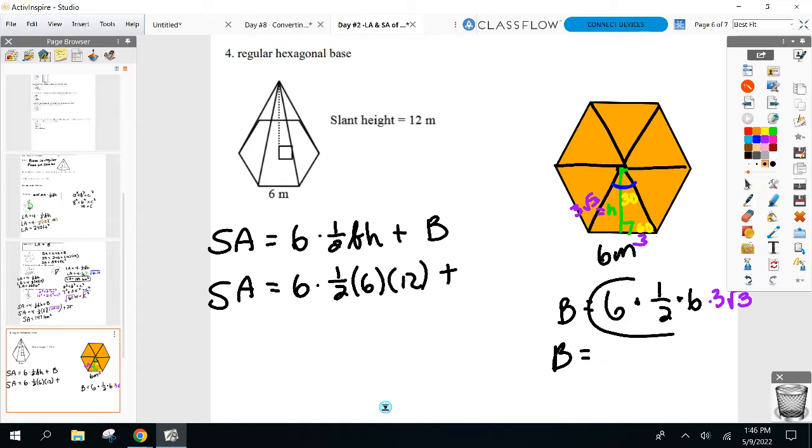So this right here is my B value. If you want to simplify it, 6 times a half times 6 times 3, 54 radical 3. If you want to simplify it, that's the area of the base.